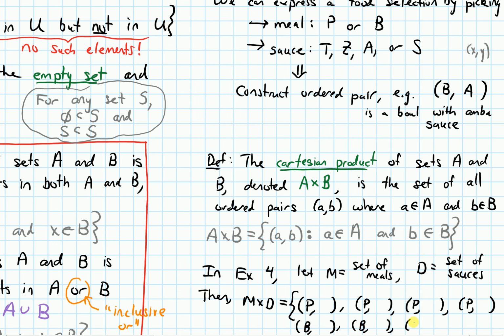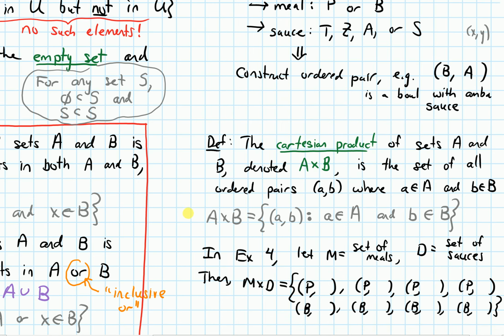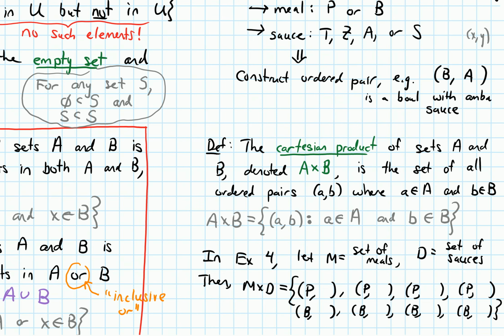So let me leave myself some space. B, comma, and I would close my set. I'm going to go a little bit lower. And now let's write the sauces. So we could pick T, tahini sauce, for the sauce. Or we could pick Z, which was tzatziki sauce. Or we could pick A, which was amba. Or S, which was spicy. So that is all the elements that are in this Cartesian product, M cross D. They represent each of these food selections, one of the meals and one of the sauces to go with it.